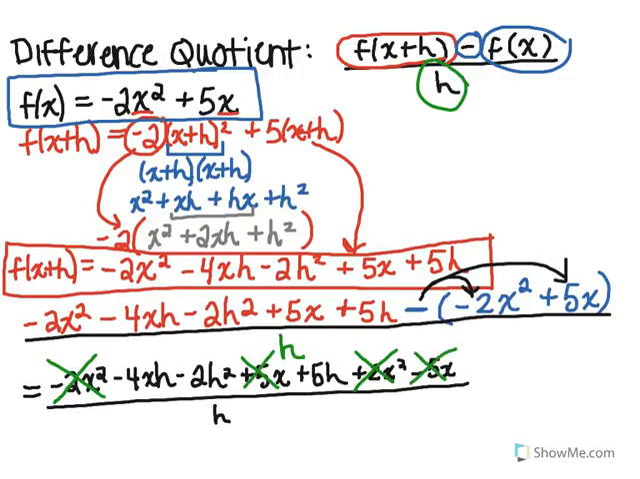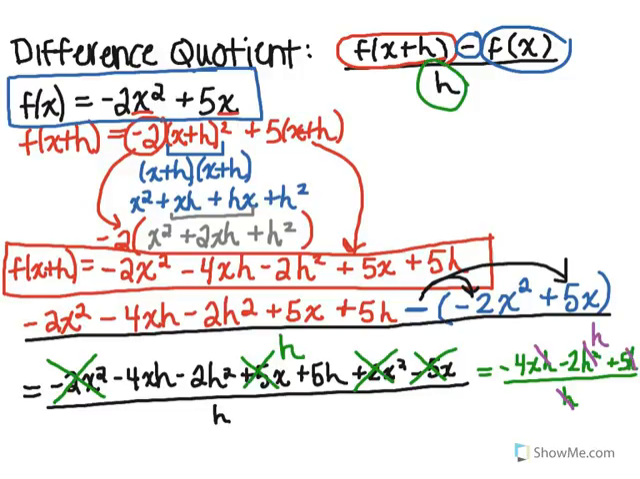So if we rewrite the terms we have left, we've got minus 4xh minus 2h squared plus 5h, all over h. So the last step is to try to simplify with the h in the denominator. Everything in the numerator has an h, so I can actually go ahead and cancel based on that. So those h's would cancel, these would cancel leaving one h, and then it would cancel with that h.